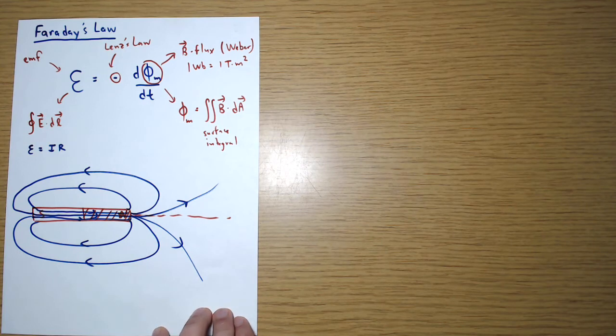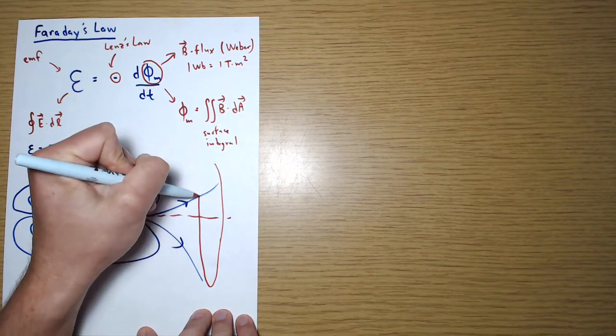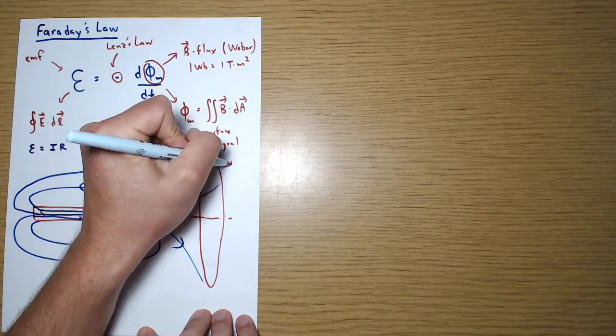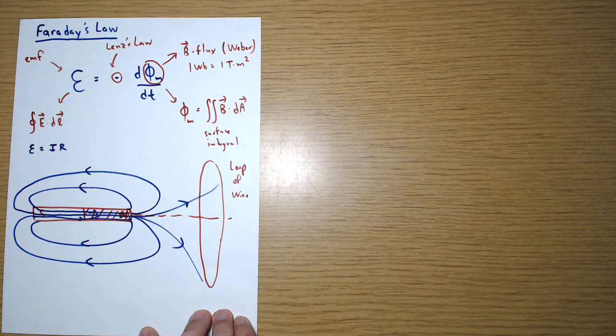Now what if I have a loop of wire off to the right? That loop of wire is just a closed loop of wire. There's no battery or anything else connected to it. So, from what we know in the past, nothing should happen because there's nothing pushing on the charges in that wire to make them move.